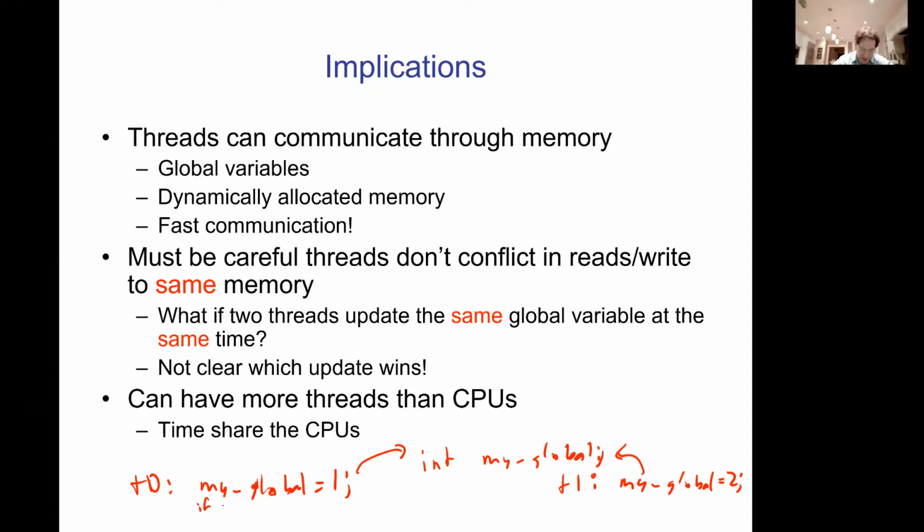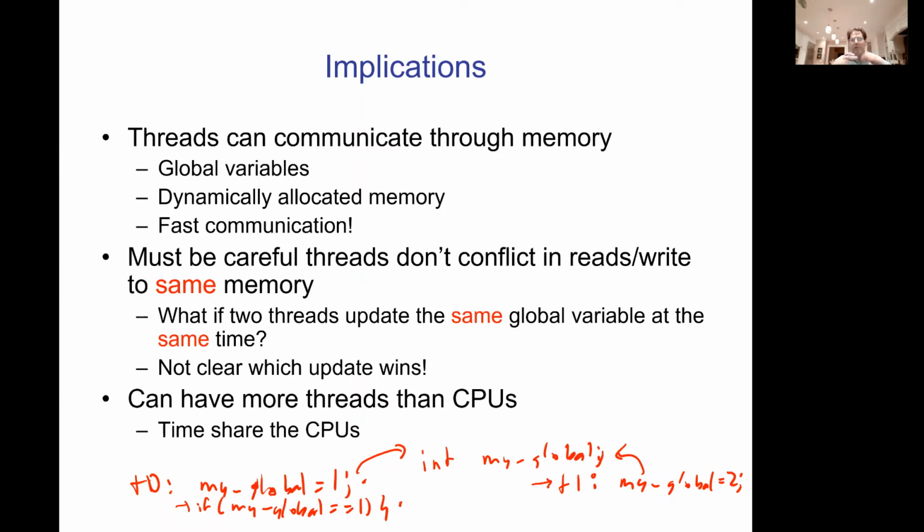If there was then an if statement, if my_global is equal to 1, do something, well, you would expect this if statement is going to trigger, but it might not if this other thread over here actually changed the global variable between this instruction and this instruction. So you've got to be careful, particularly with global variables. Multiple threads could be updating them at the same time.